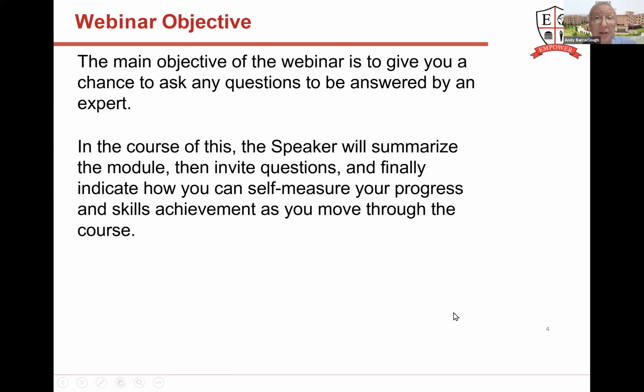The main object is to allow you to ask questions, and I will try and answer them as the resident expert. I will summarize some key points around the module, and I'm going to try and expand on the module because we've had such a large impact by COVID. It's really changed how we look at procurement. So I'm going to try and bring home some of those points that have changed our outlook on procurement and give you a chance to respond to what you think my assessment of that situation is.